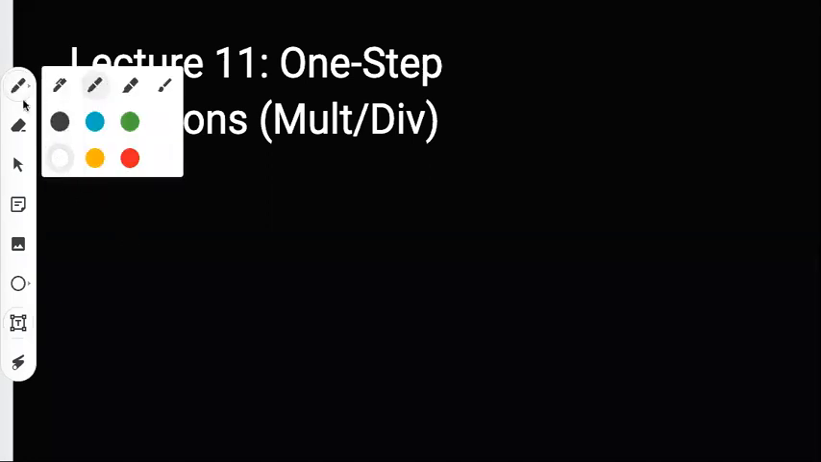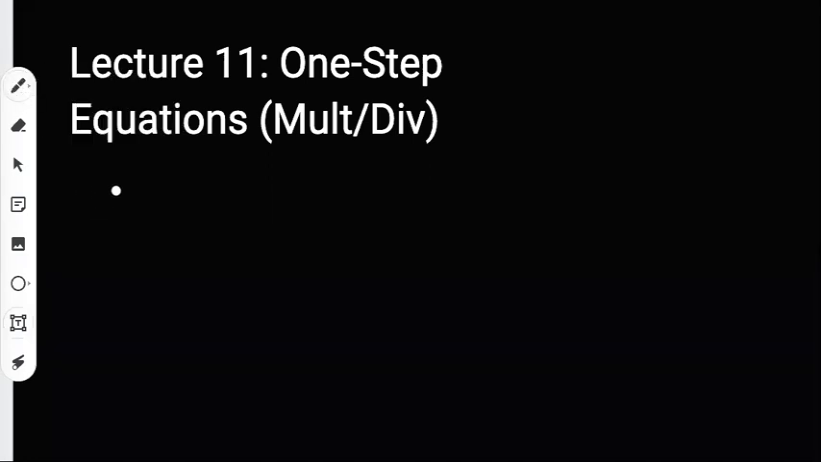All right, today we're doing lecture 11, one-step equations, and we're going to be solving these equations by multiplying and dividing. So if we were to start off with an equation like this, 5x is equal to 10, what we want to do is isolate x. We want to get x by itself on the left side. So how do we do that?